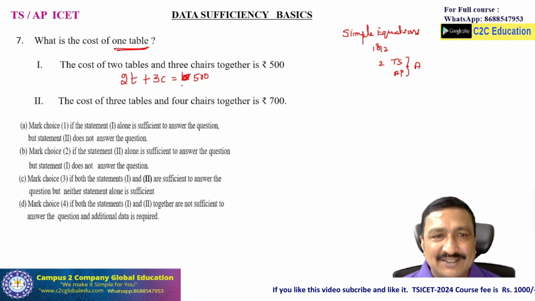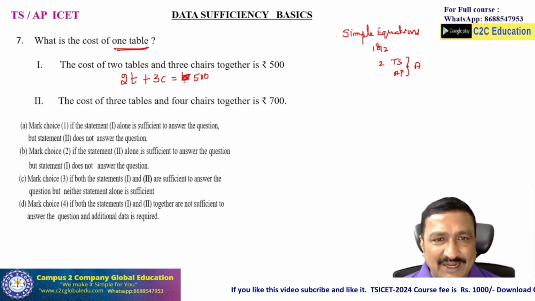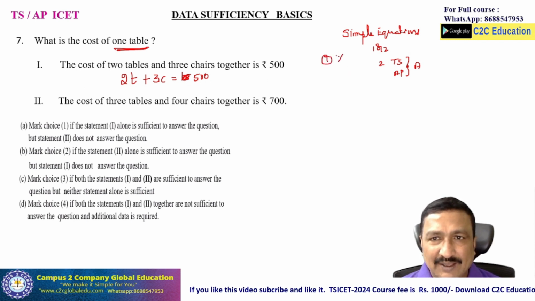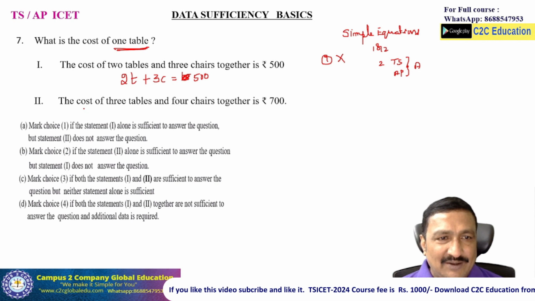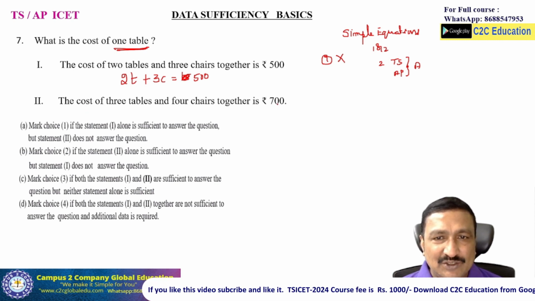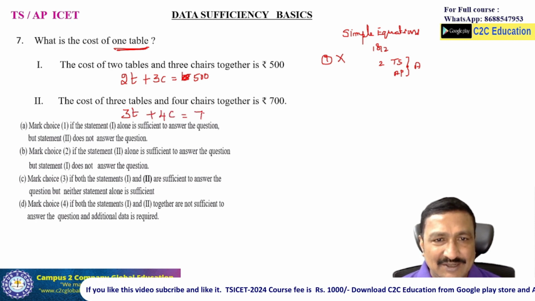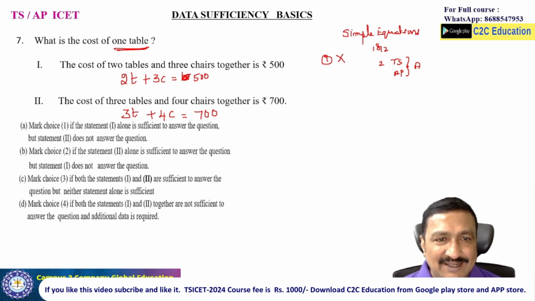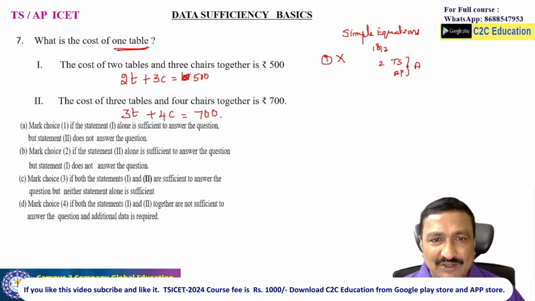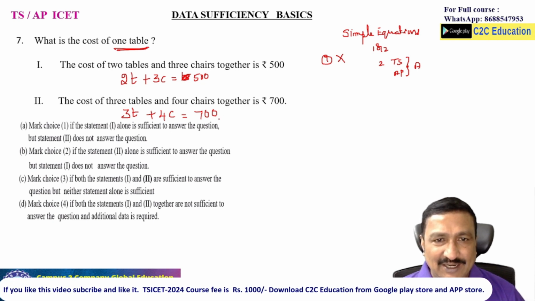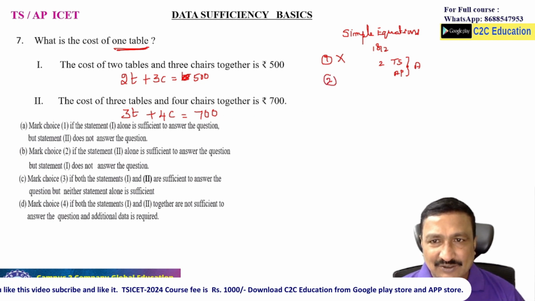So already we discussed 5 questions based on this condition. Whenever there are 2 variables and 1 condition, we cannot find out the answer. So eliminate choice 1. Now look at the second statement. The cost of 3 tables and 4 chairs together is 700. So 3 tables, 3T plus 4 chairs, 4C is equal to 700 rupees. According to second statement also, there are 2 variables and 1 equation. We cannot find the answer. So we can eliminate the second choice also.